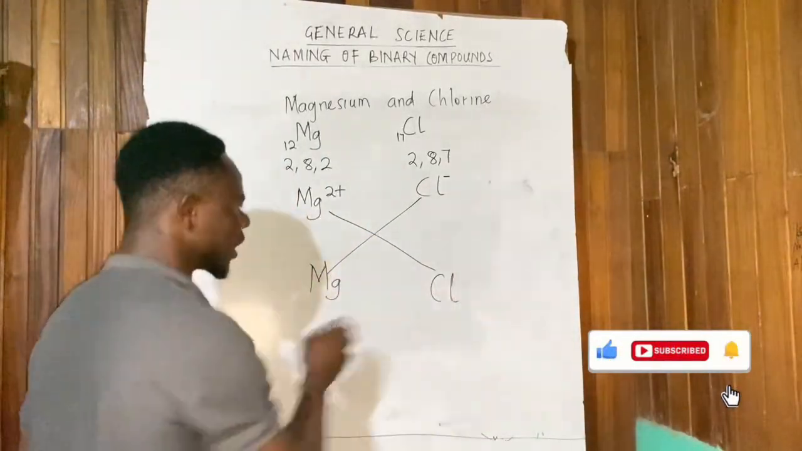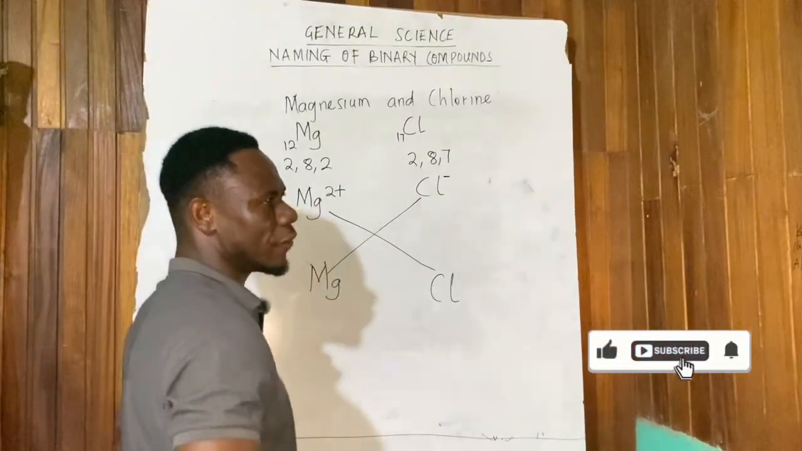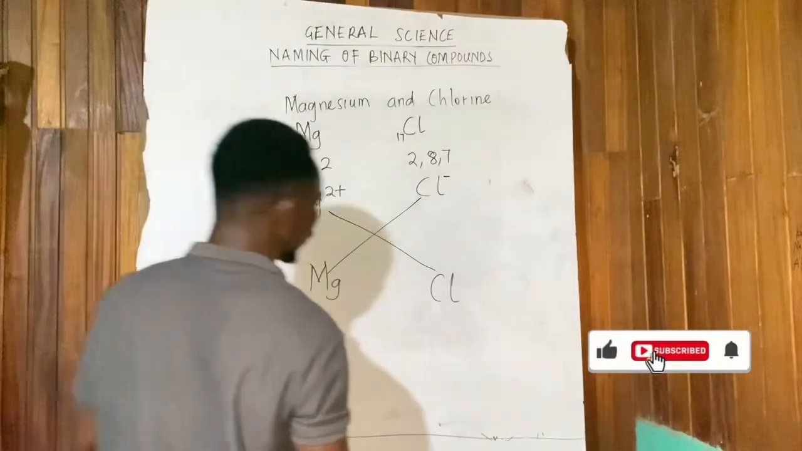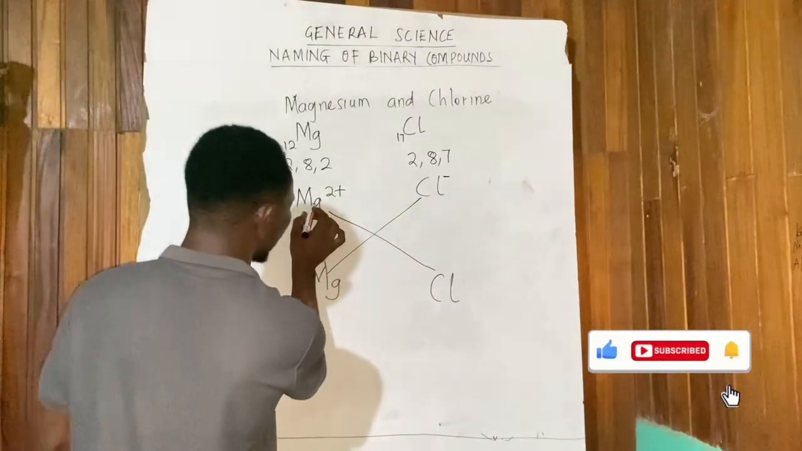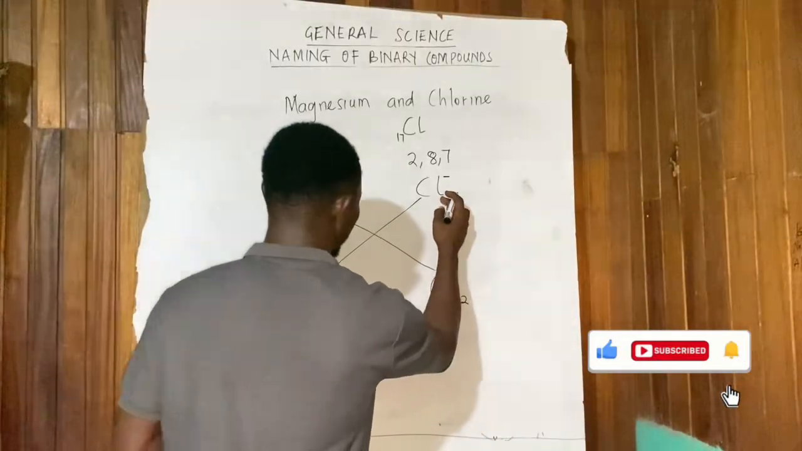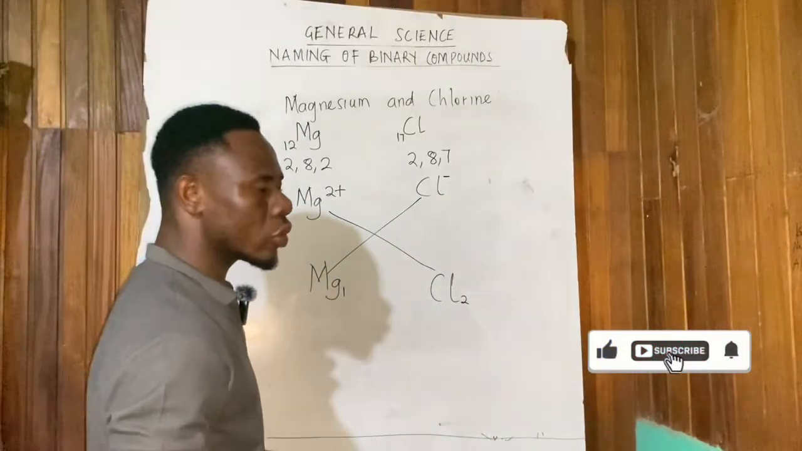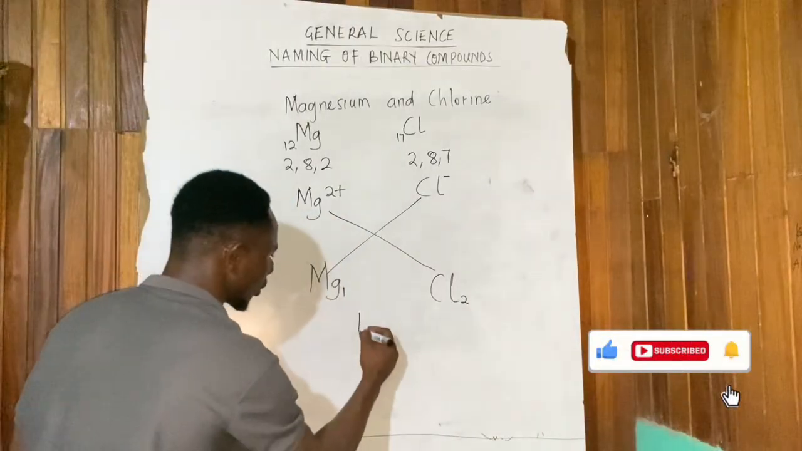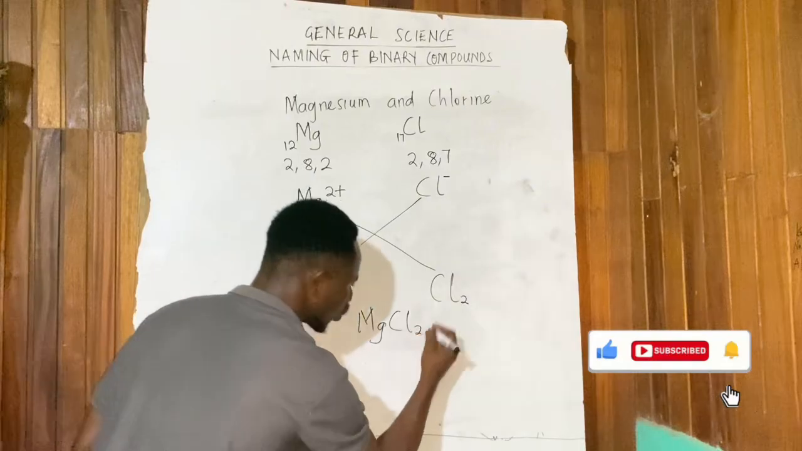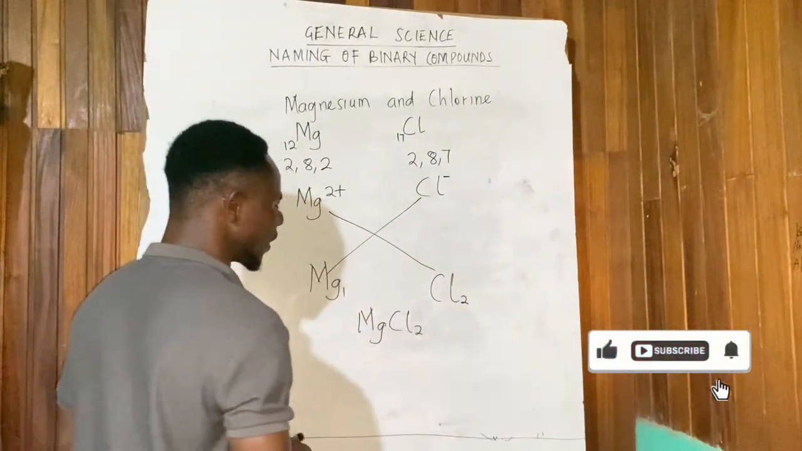Now, we will have to exchange their valencies. Now, don't forget, I said for valencies, we don't include the charge. So, 2. Magnesium will now give the 2 to chlorine. Chlorine will give 1 to magnesium. But for the 1, we don't write it. We ignore the 1. So we are going to get MgCl2. Now, what is the name of MgCl2?